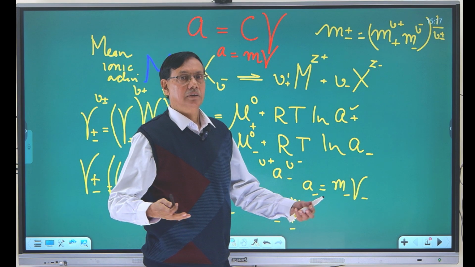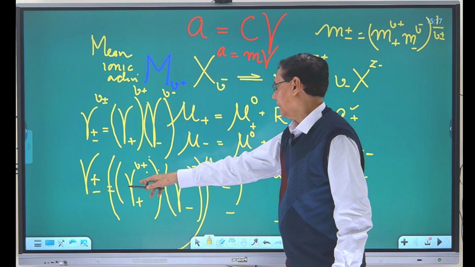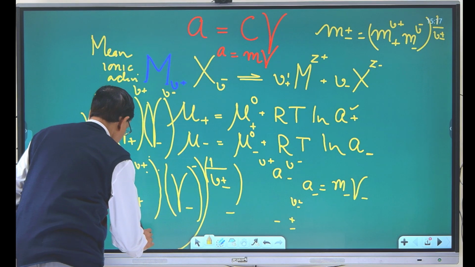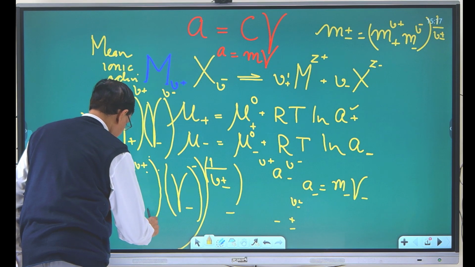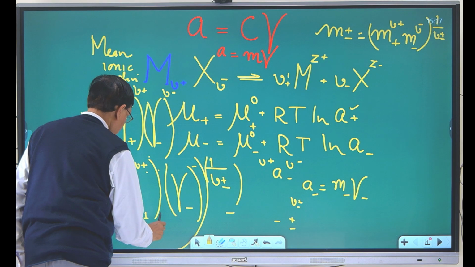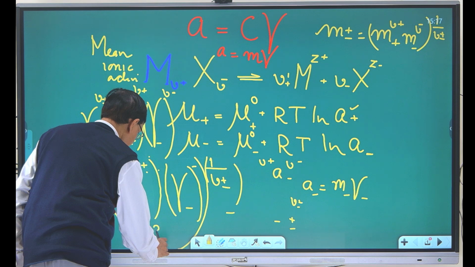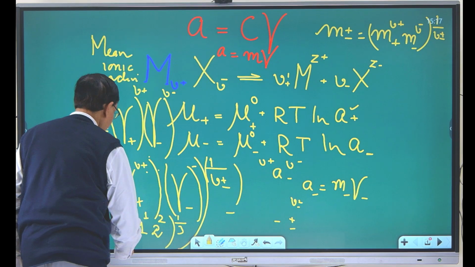So suppose I am taking a barium chloride solution. Barium is 1, and chloride is 2, BaCl2, so nu plus is 1 and nu minus is 2, and the exponent is 1 by 3 for plus minus, like that.